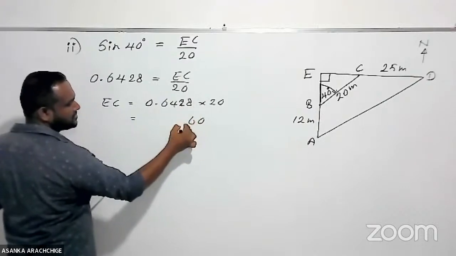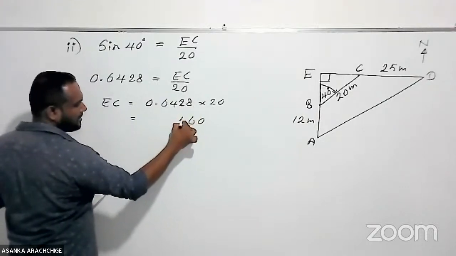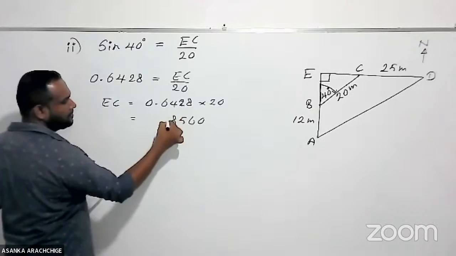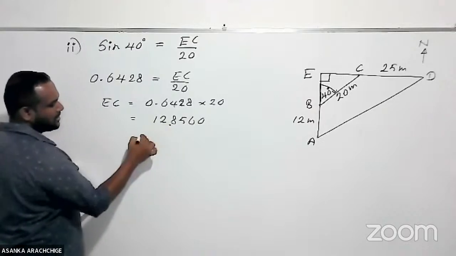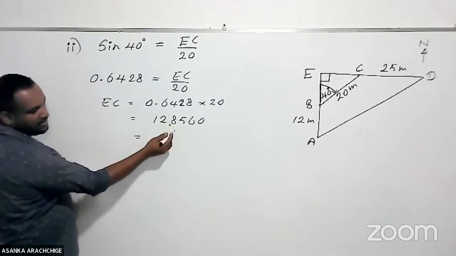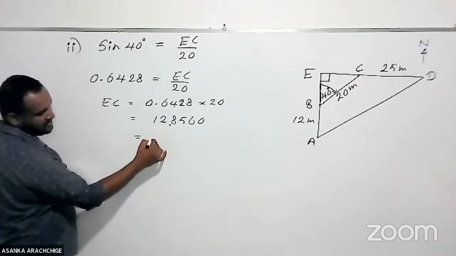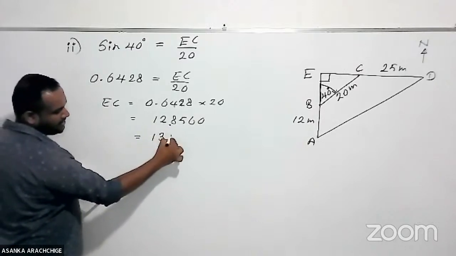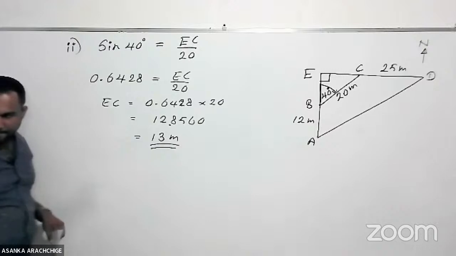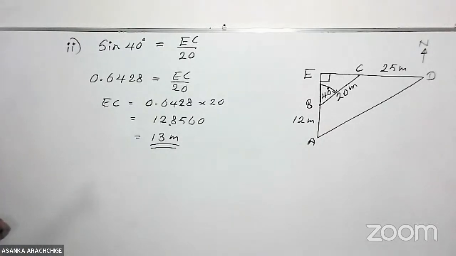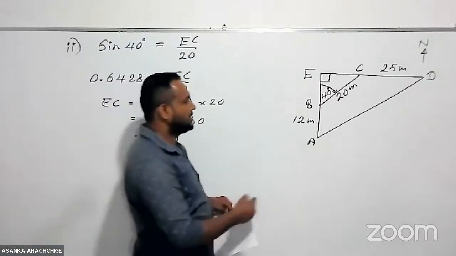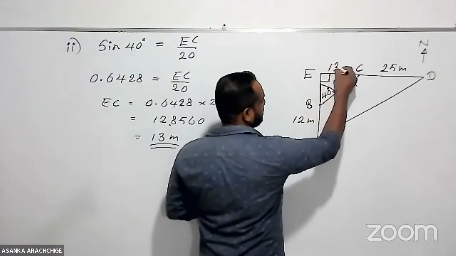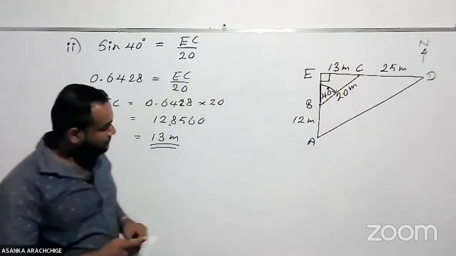2 times 8, 16. 2 times 2, 4, 1, 5. 2 times 4, 8. 2 times 6, 12. And separate 4 decimal places. To the nearest whole number, since the first decimal place is 8, that is 13 meters. Got it? 13 meters to the nearest whole number.